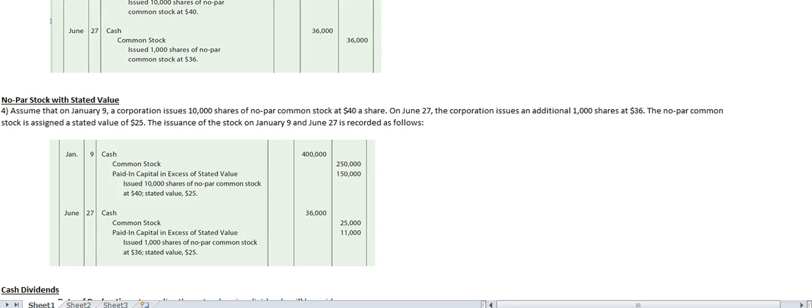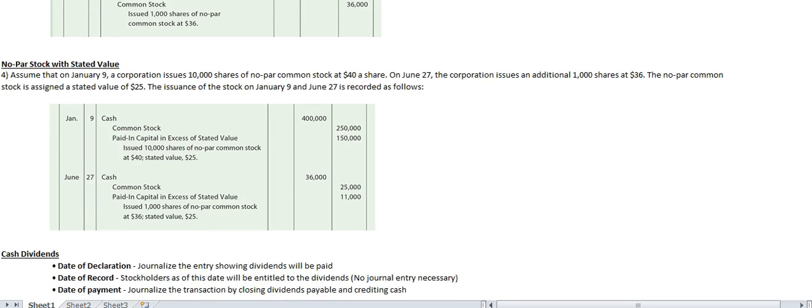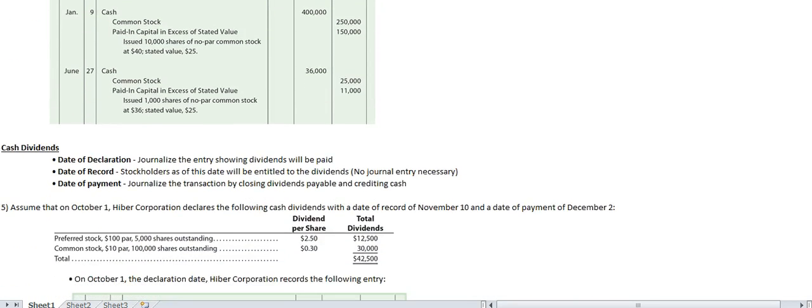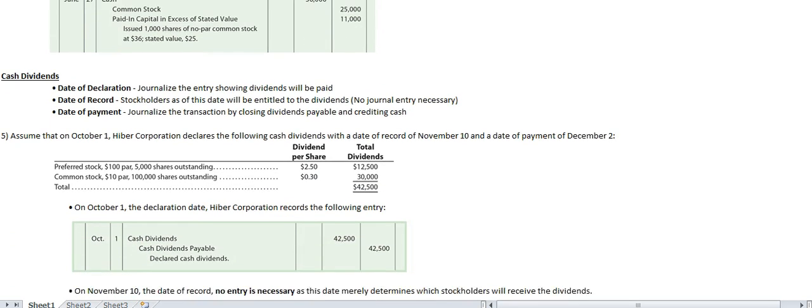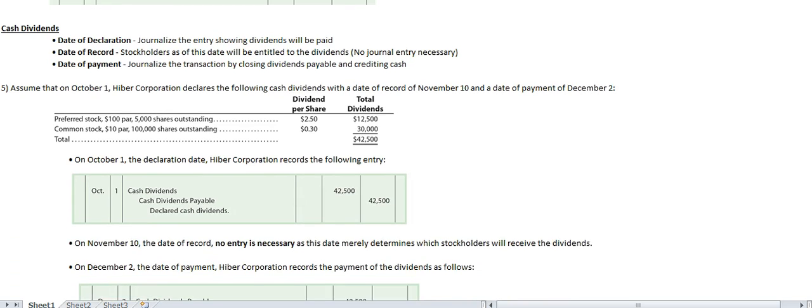whether it's preferred, common, with par and without par, if we exchange it for cash, or if we exchange it for an asset. Let's talk a little bit about dividends, right? We have two types of dividends, cash dividends and stock dividends. Let me explain cash dividends first.